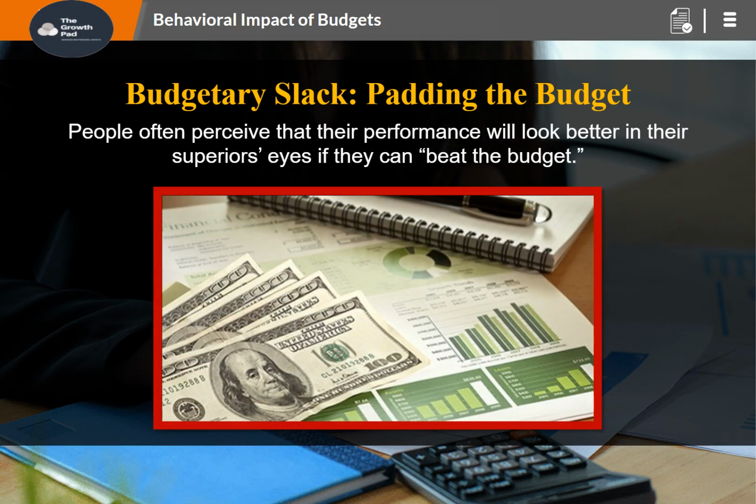These illustrations are examples of padding the budget. Budget padding means underestimating revenue or overestimating costs. The difference between the revenue or cost projection that a person provides and a realistic estimate of the revenue or cost is called budgetary slack.